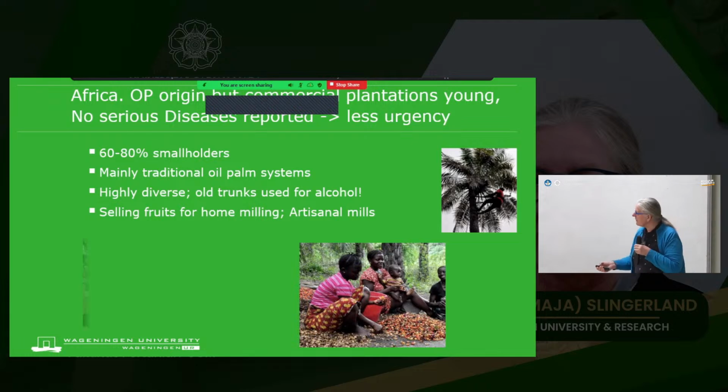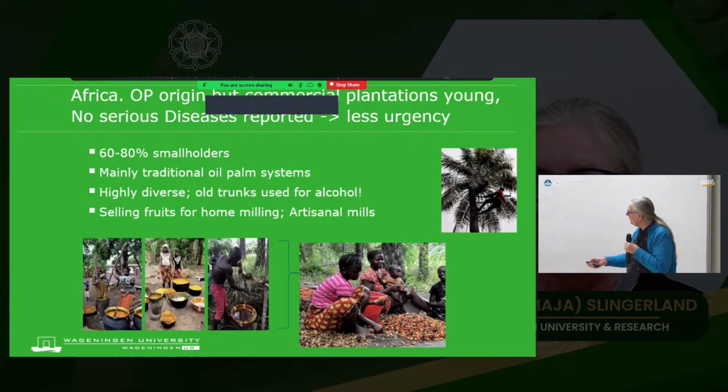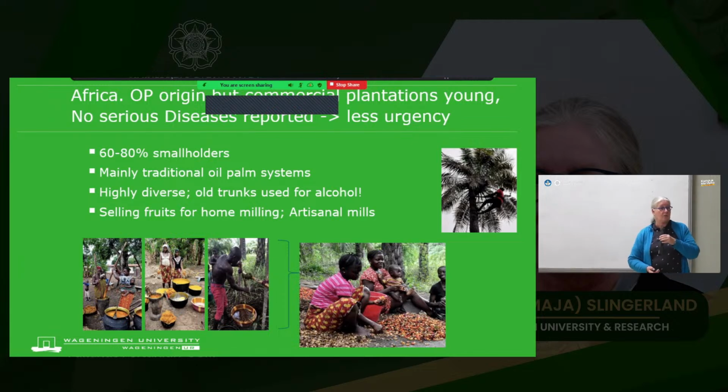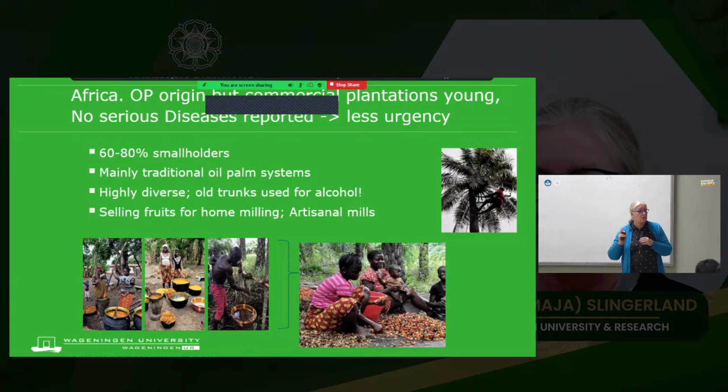And here you see how they process it. So you see here, they cook to make it, and then here they press. This is the oil that they sell. And it's mainly a women's business. So they sell the oil on the market in bottles. And it is delicious, I must say. It is a red oil. It has a lot of vitamin A, vitamin E. It's very healthy.